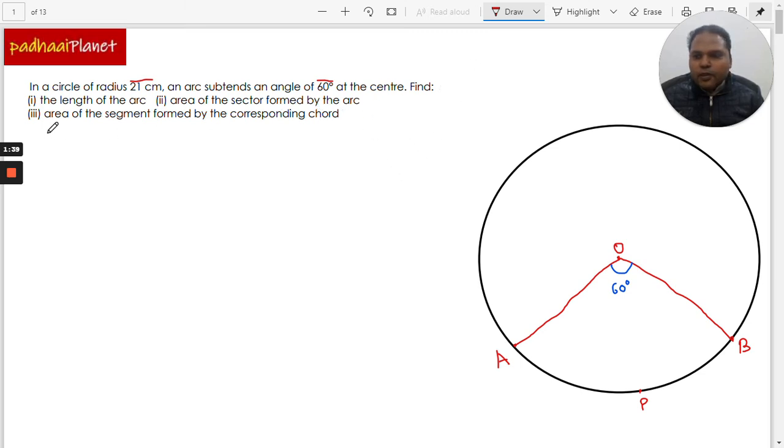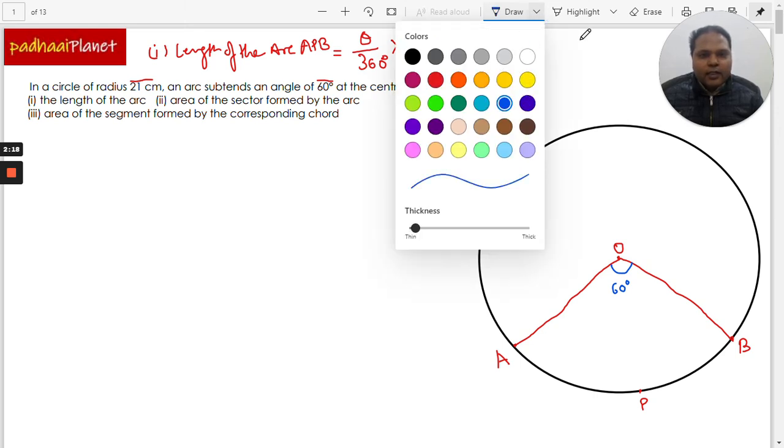I'll just do it here because we are going to run short of space in this question. So the length of the arc APB is equal to theta upon 360 degrees multiplied by 2 pi r, right? Now we already have the value of r as well as theta, so let's put both of them into this formula and we will get the length of the arc.